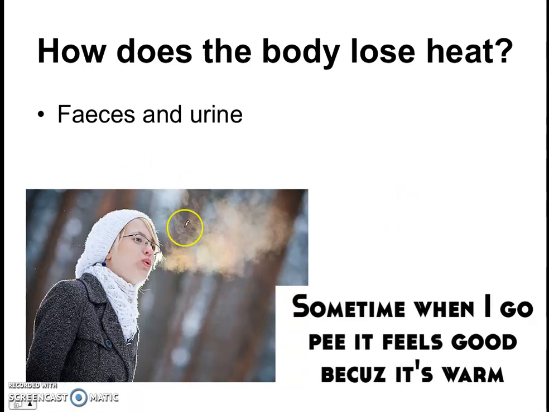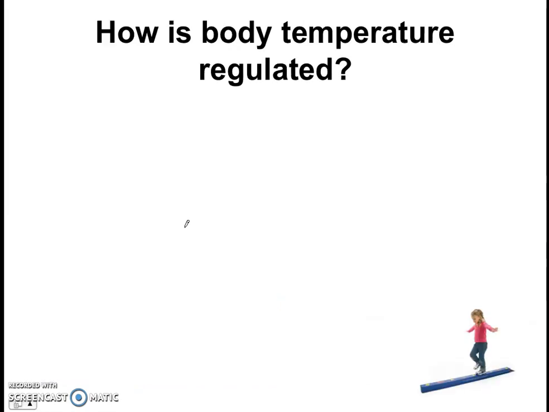And the last way is through your exhaled air, which is coming from the core of your body, so it tends to be warm as well. So that's another way your body loses heat. Alright, so we've seen all the different ways that the body loses and gains heat. So let's put it all together as we discuss how the body regulates its temperature. Now, thermoregulation, regulating temperature, is also a form of homeostasis, right?